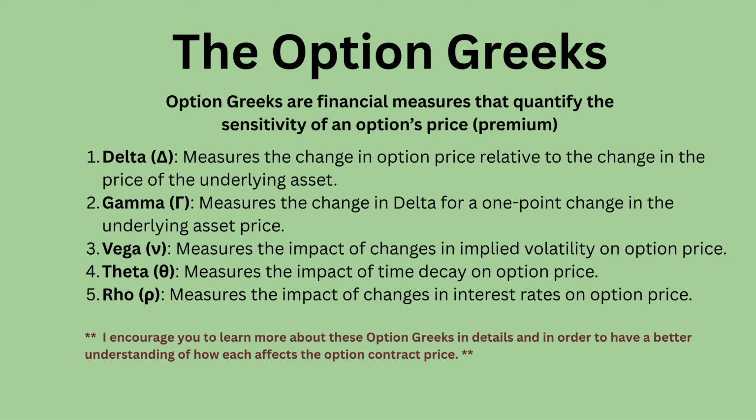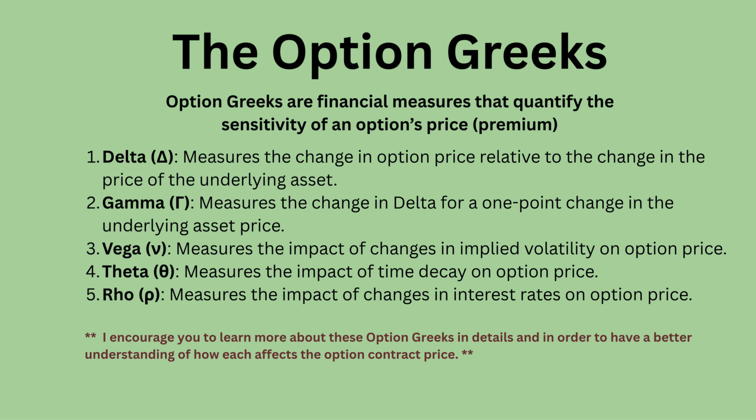In option trading, there are many factors that affect the option's price. They are called option Greeks. Option Greeks are financial measures that quantify the sensitivity of an option's price, also known as the premium. There are 5 option Greeks. They are as follows.